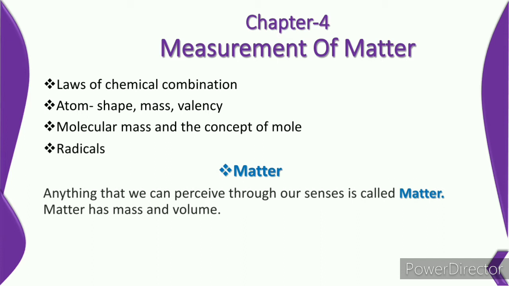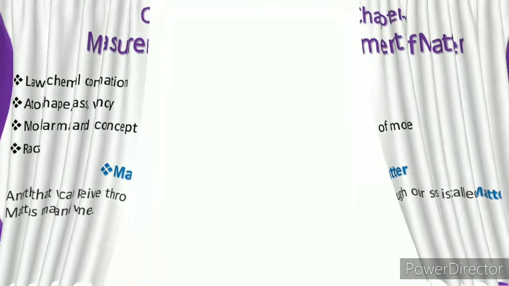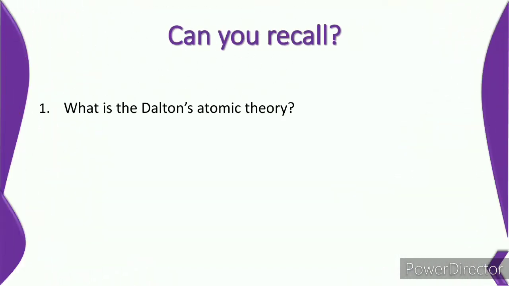Now we will see the questions from Can You Recall? What is Dalton's atomic theory? Dalton's atomic theory gives fundamental idea about the composition of matter. Means Dalton's theory is related to composition of matter, how matter is composed. Dalton discovered that matter is composed of small particles and those particles are atoms.